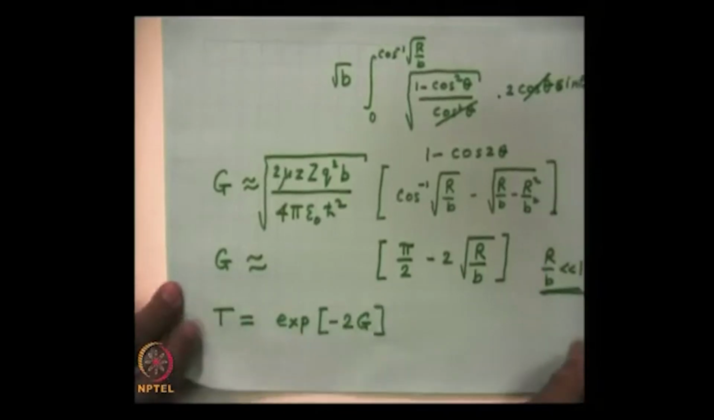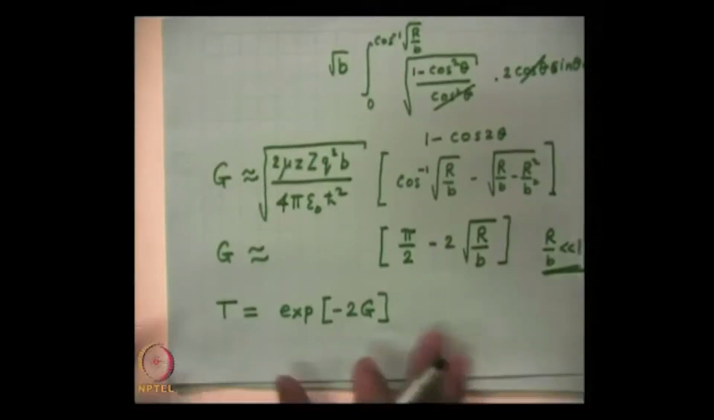Okay. Now, we have an analytical expression for the tunneling probability. From this we will calculate the lifetime of the alpha particles and we will get results which can be compared with experimental data, and that is what we will do.